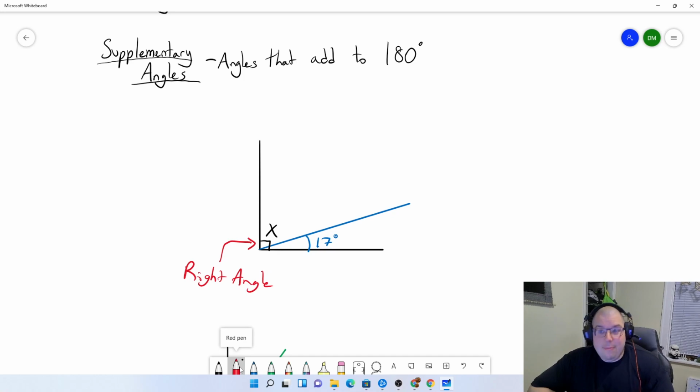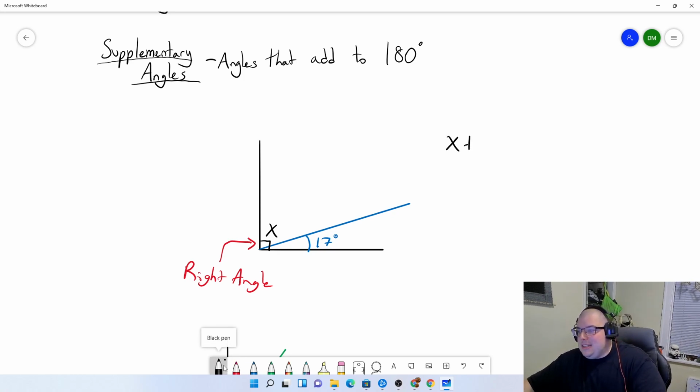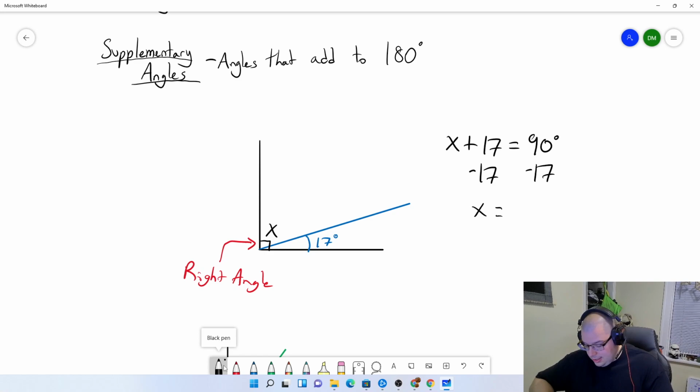So we know this is a complementary angle situation, and we know that x and 17 should add to 90 degrees based on the definition of complementary angles. So x plus 17 should equal 90 degrees. And now we can solve this little equation we've set up to find our missing angle x. All we got to do is subtract 17 degrees from both sides. And so then that means that our answer is 73 degrees. This missing angle right here then is 73 degrees.